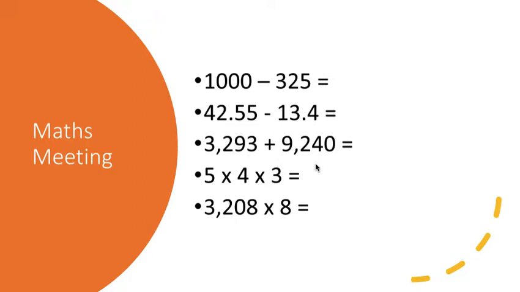The column addition, then 5 times 4 times 3. Don't forget you can mess around with what order you do that in. So you could do 5 times 3 and then multiply it by 4, or 4 times 3 and then multiply that by 5. It's completely up to you. And finally a column multiplication, 8 times 8, 8 times 0, 8 times 200, 8 times 3000. Put them all together and you'll find your answer.